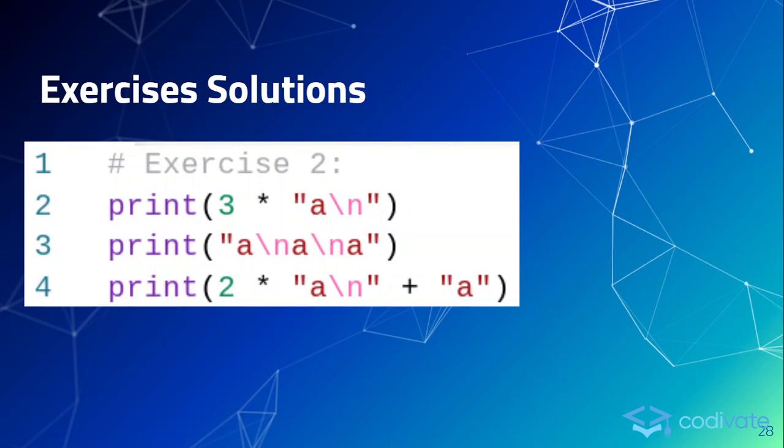Alright, for the second one, we have to print A on 3 separate lines. We have to use the escape character because we're asked to accomplish the goal in one line of code. We have to use the new line escape character. So what we have here is 3 times A backslash n. What this will do is repeat this string 3 times. So we have A goes to the next line, A goes to the next line, and A then goes to the next line. So this will produce output of A on 3 separate lines.